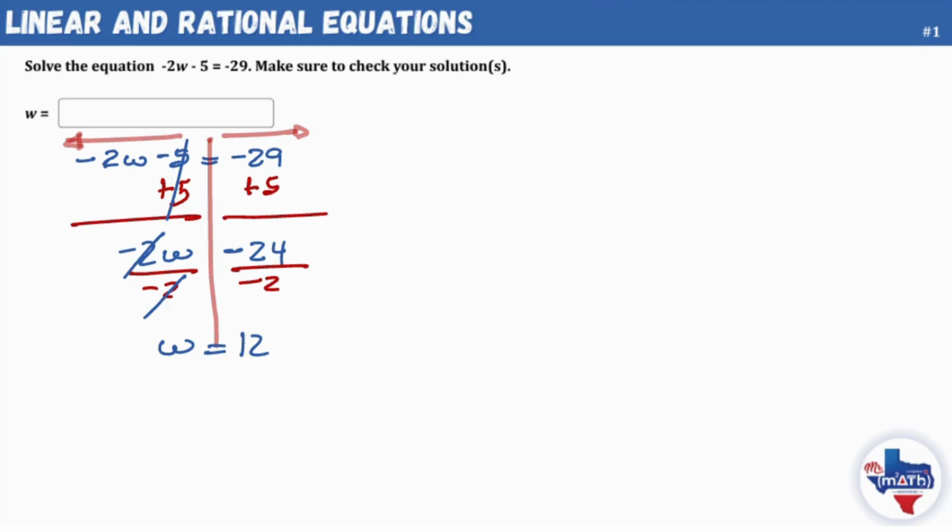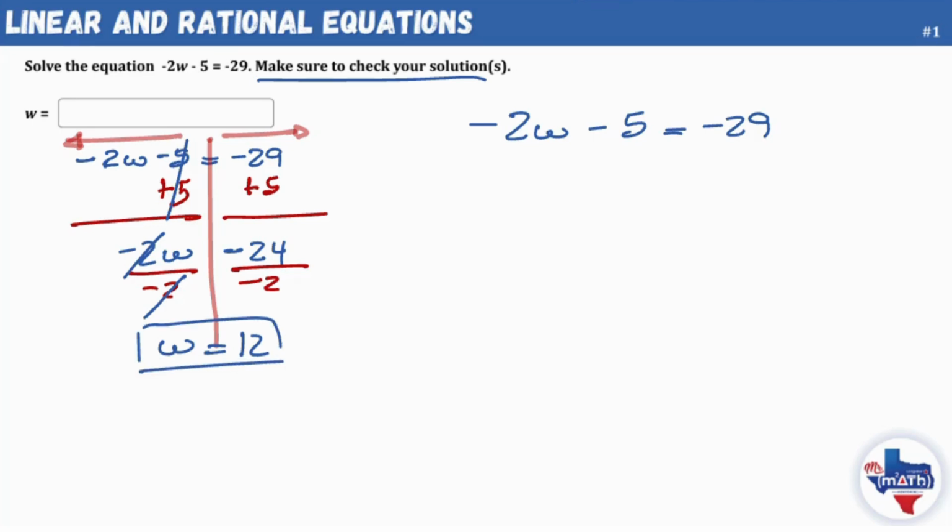Okay, that's the first part of the problem. The second part says make sure you check your solutions. So how do we check a solution? We need to rewrite our equation. It will be negative 2w minus 5 equals negative 29, and we will plug into this expression the value of 12.